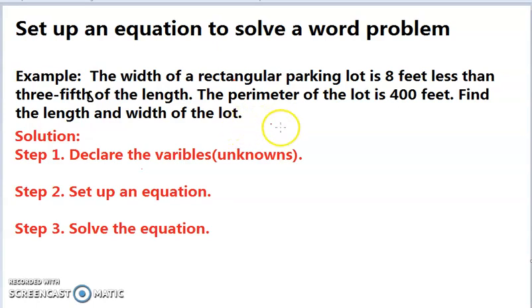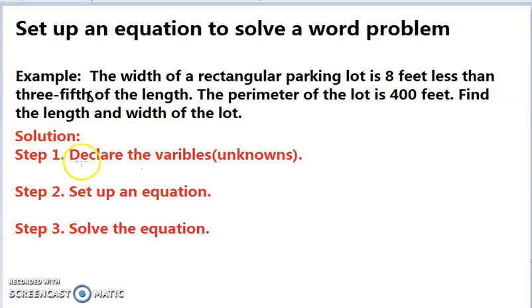In this video, we're going to look at how to set up an equation to solve a word problem. Here's an example. The width of a rectangular parking lot is 8 feet less than 3/5 of the length. The perimeter of the lot is 400 feet. Find the length and width of the lot.